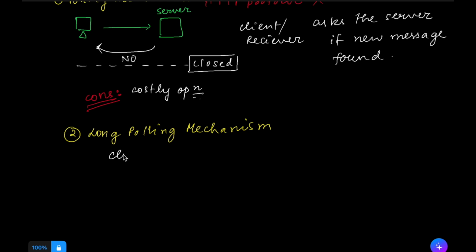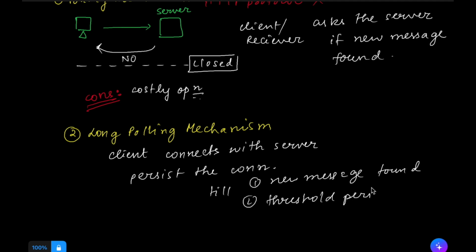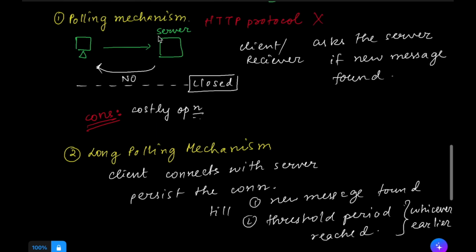a client connects with the server and persists the connection till either a new message is found or the threshold period is reached. Okay, so new message found, threshold period reached, whichever is earlier. And in this way, we have a probable solution for this disadvantage of the polling mechanism.